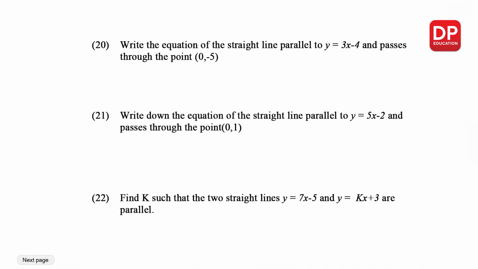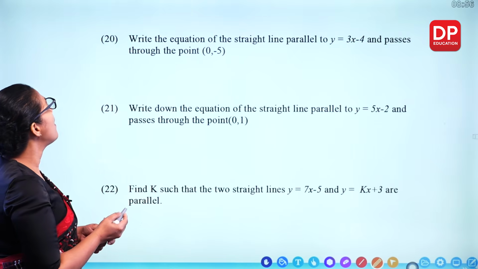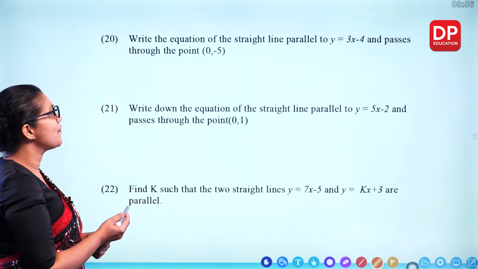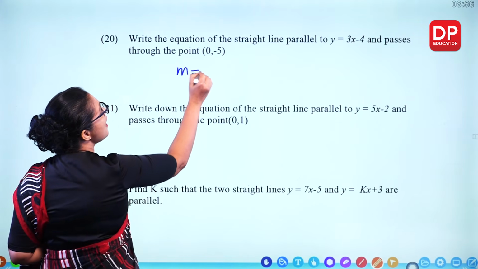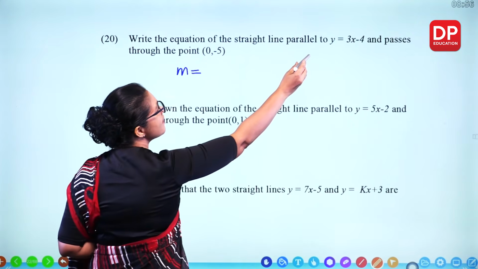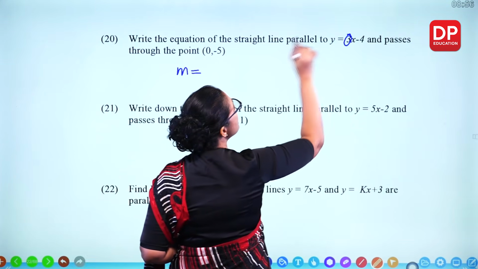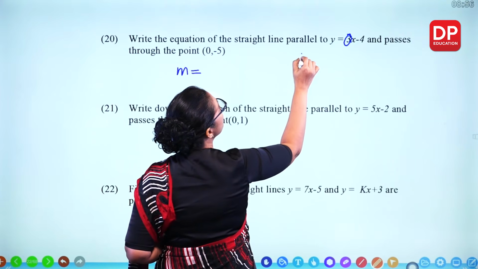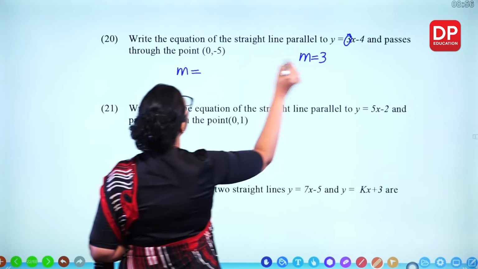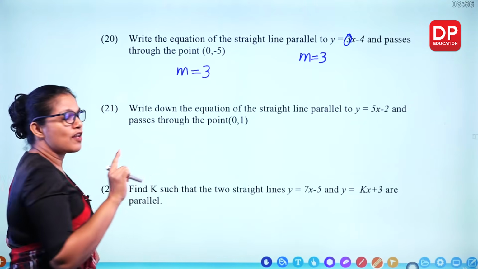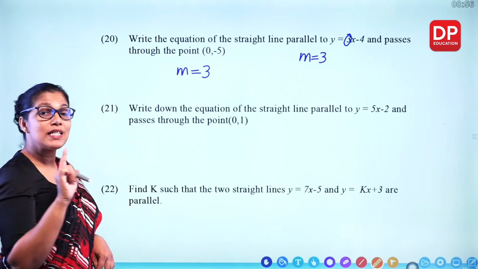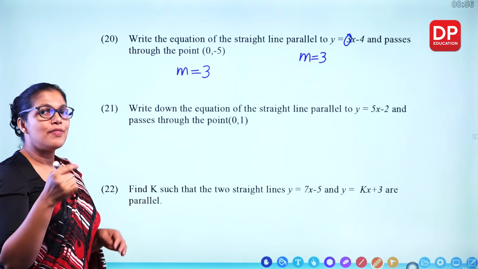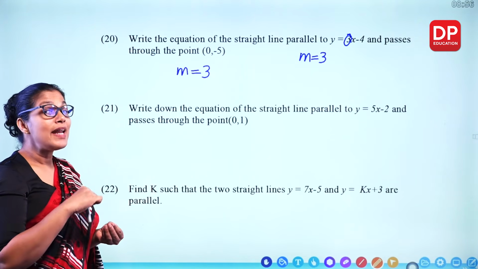Take this one: write the equation of the straight line parallel to y equals 3x minus 4 and passes through the point (0, -5). So parallel means the same gradient. So what's the gradient there? m equals 3. Here also the new equation has gradient m equals 3. And what does y-intercept mean? The y value when x equals 0.